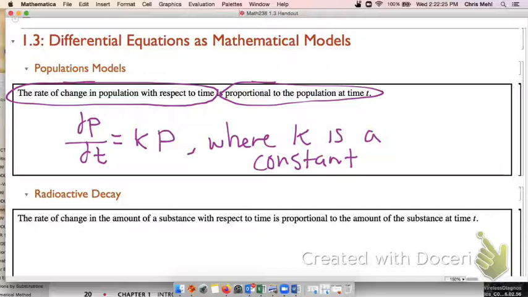So that would be your differential equation that you would solve. You would at first solve this differential equation by finding the family of solutions, and then an initial condition on the population would allow you to solve for that constant k there.